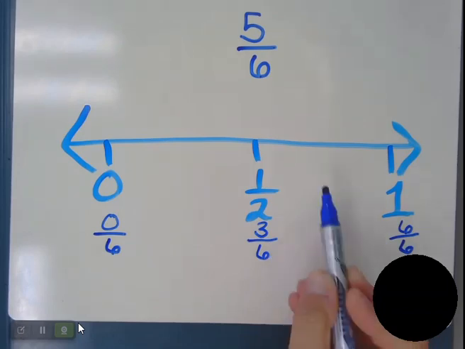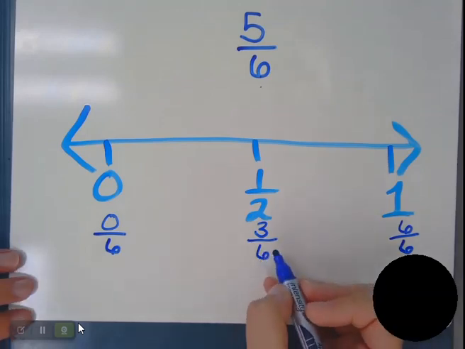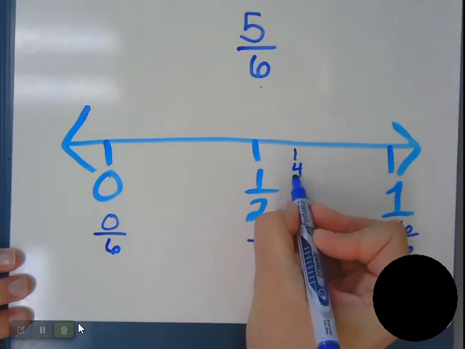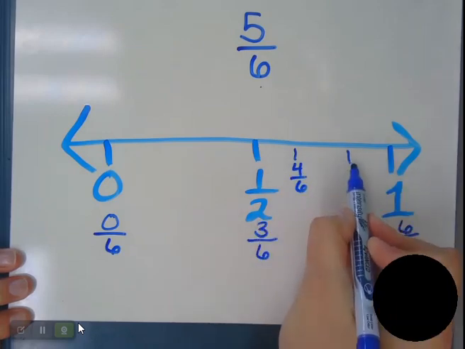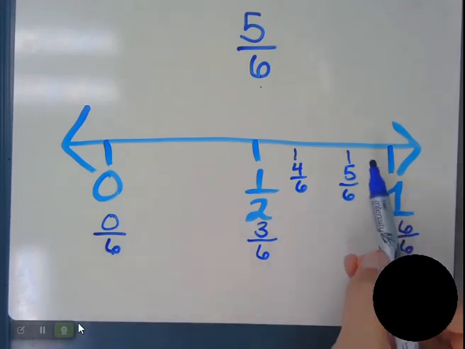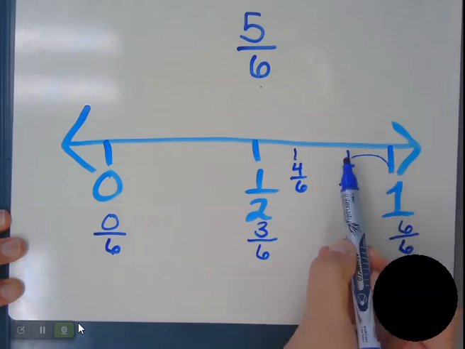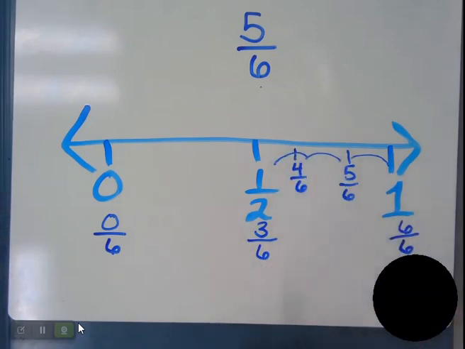Next, I want to decide, is 5/6 closer to 0/6? Is it closer to 3/6? Or is it closer to 6/6? I think I know, but if I wasn't sure, I could always label my number line so that I have 4/6 and 5/6 on my number line to see that 5/6 is closer. It's closer because it only takes me 1 jump to get to 1 whole. It would take me 2 jumps to get to 1/2.